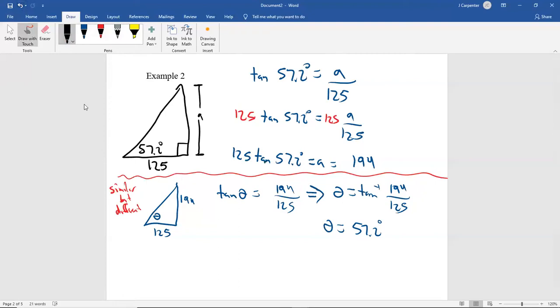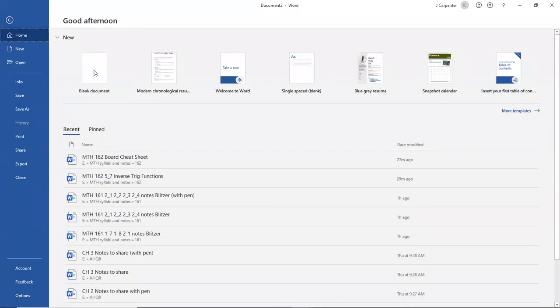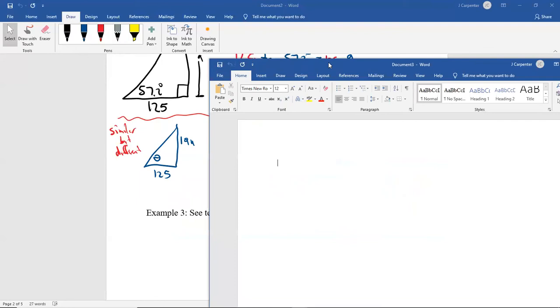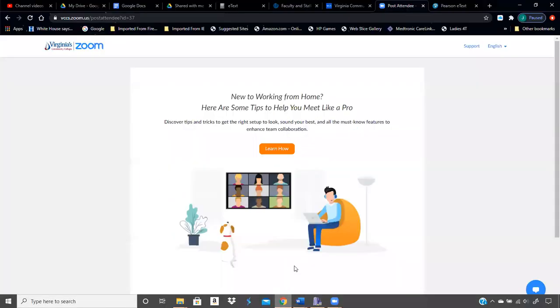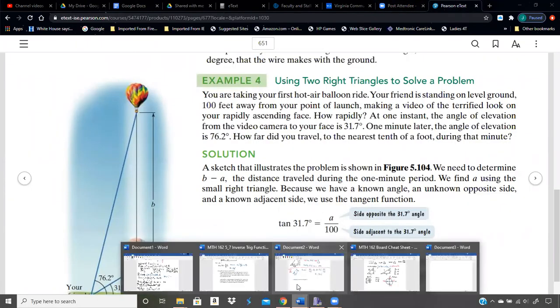All right, example 3. In this example 3, we are going to see text example 4. So I'm actually going to pull up the textbook. I also want to pull up another blank file so I don't show too much stuff. I don't want to give you all the work and the answers and stuff. So I got my textbook loaded, hopefully still.